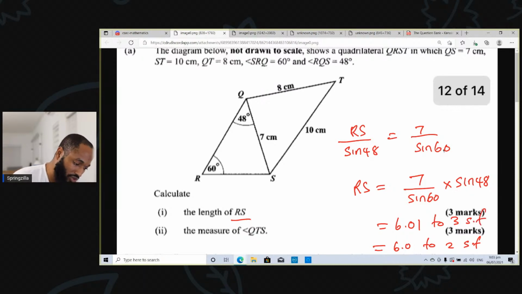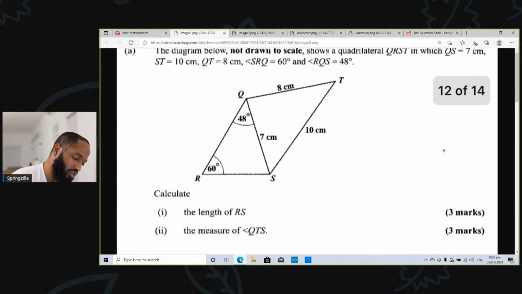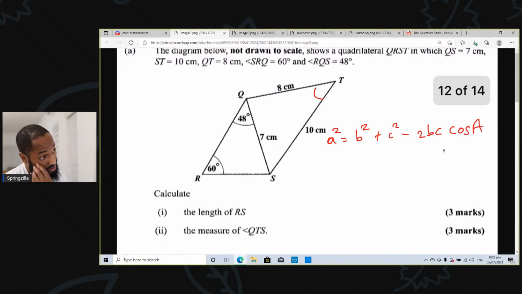Right? The measure of angle QTS, this angle over here. All right, that looks a little cosine rule-ish. So your cosine rule says that, I forget the cosine rule. I think it's A squared is equal to B squared plus C squared minus 2BC cos A. Where this will be a capital A, this will be a B, and this will be a C.